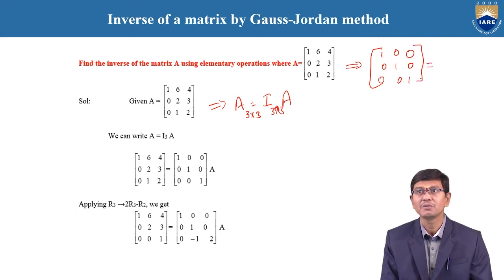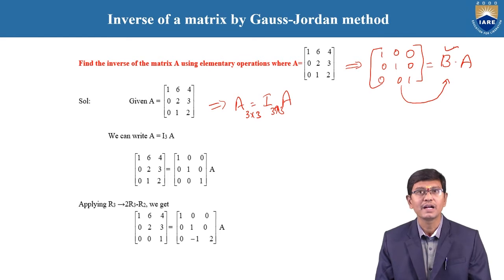Finally, we need to find what the right side becomes. When we apply the row operations on the given matrix, the right side, In, is reduced to something like B, so that B into A gives the unit matrix. Here B is called the inverse of the matrix.